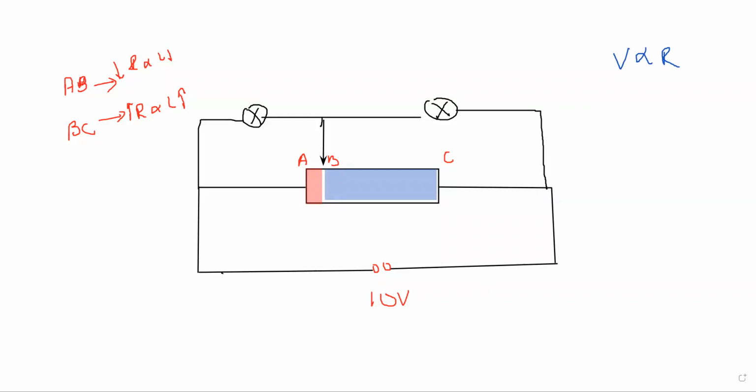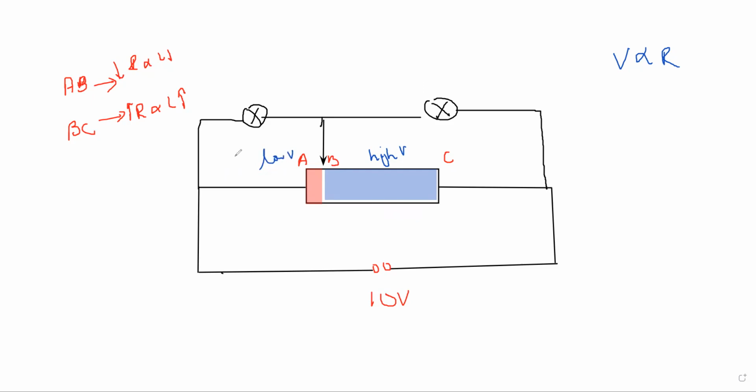If they are in series... in parallel, they all have the same voltage, so there is no relation between resistance and voltage in a parallel circuit. So B and C will have high resistance. As BC has a high resistance, it will have more voltage, or high voltage. And AB will have low voltage.